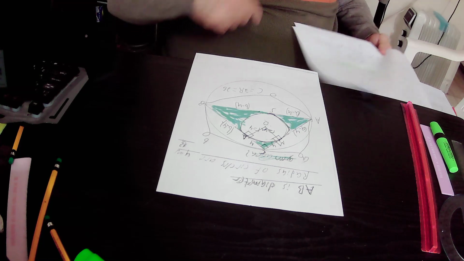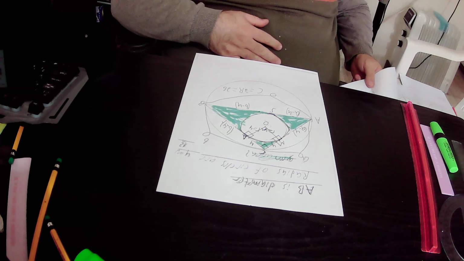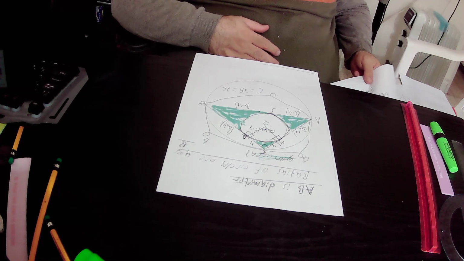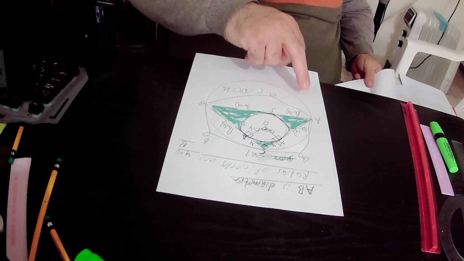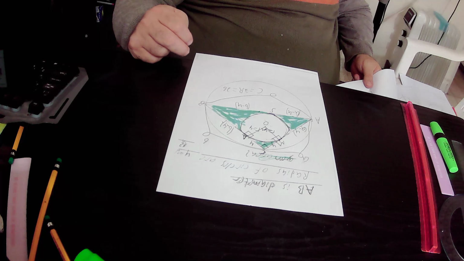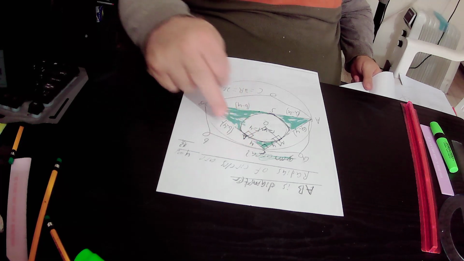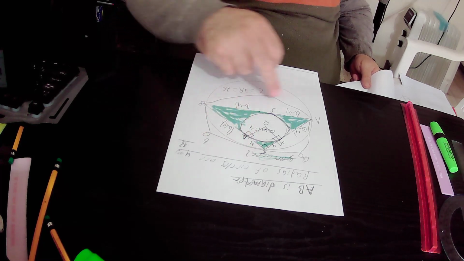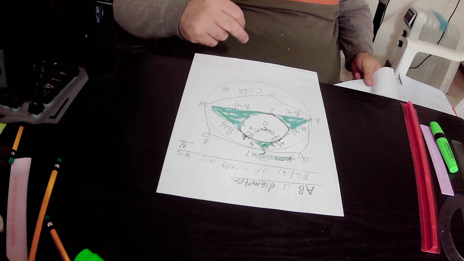Okay, then we define side AC as A, and we define side CB as B and side AB as C. Okay?